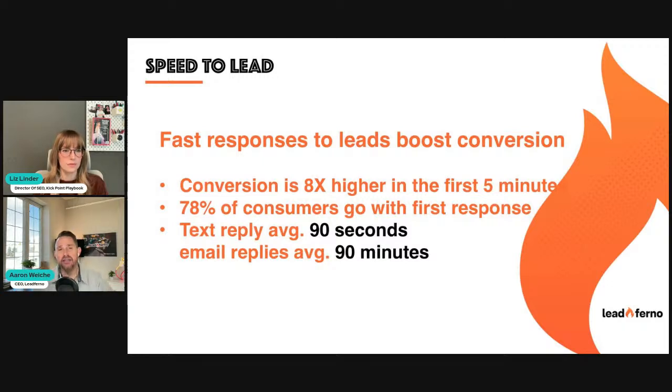When we look at this text versus email that I'm talking about, the average reply to text messaging is 90 seconds. The average email response is 90 minutes. Very few people are hanging out in their email waiting for that response to pop up or ding. They also don't have push notifications enabled for their email.